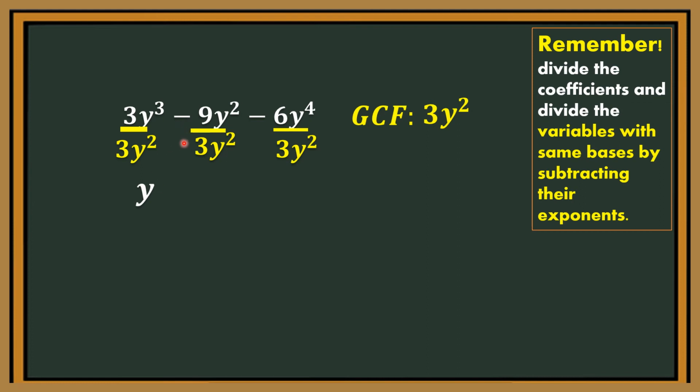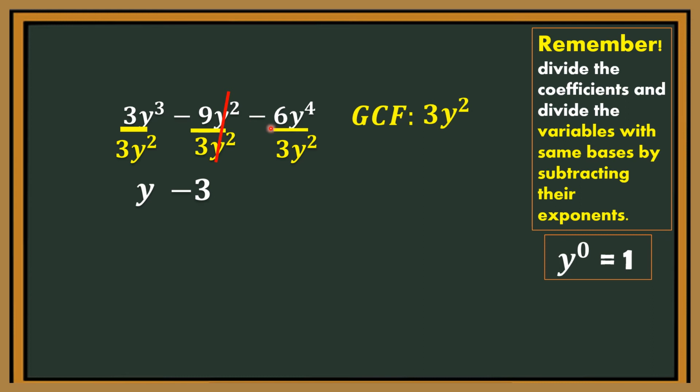Negative 9 divided by 3, that is negative 3. y squared divided by y squared, same variable, subtract the exponent. 2 minus 2, 0. Always remember that if we have 0 exponent, the answer is 1. So if y squared divided by y squared is 1, if you're going to multiply to negative 3, the answer is negative 3. So no need to write here 1.